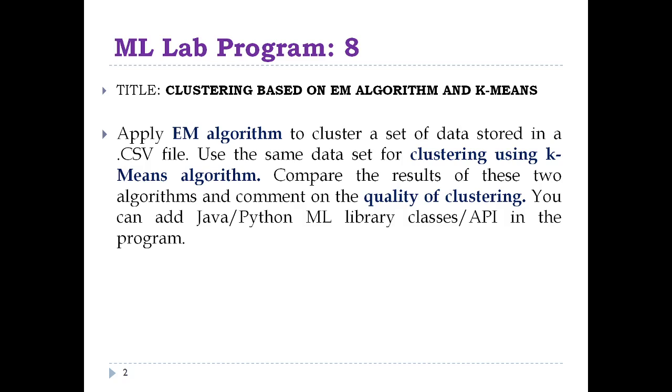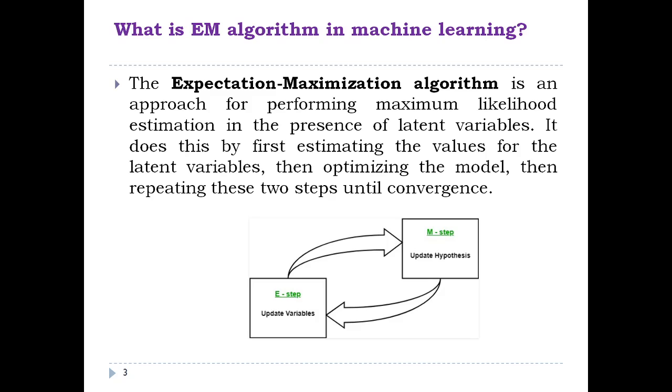So here we are going to do clustering based on two algorithms, that is the expectation maximization algorithm and the k-means algorithm, and we are going to comment on the quality of the clustering. And the data set we are taking here is the iris data set, the iris flower data set. So first let's see what the EM algorithm in machine learning is.